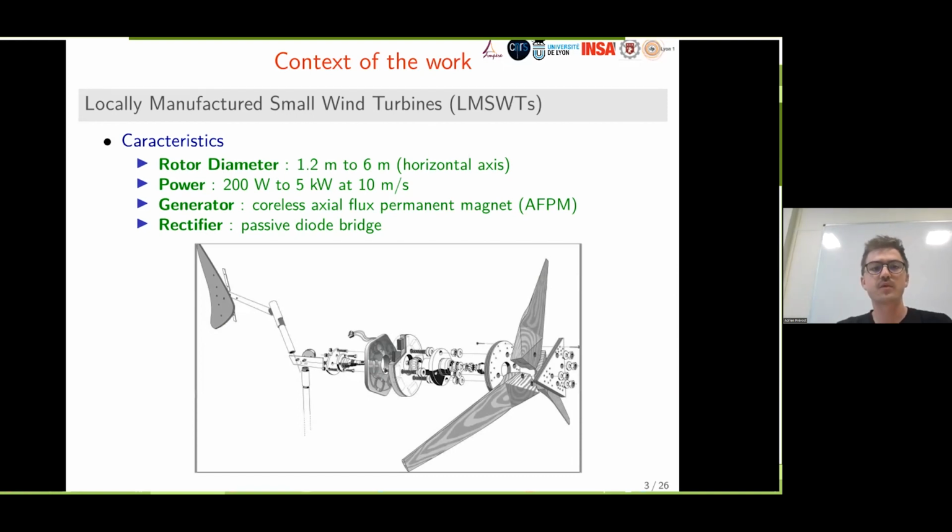It ranges from 200 watts to 5 kilowatts at 10 meters per second, and the rotor diameter is from 1.2 to 6 meters. It is a horizontal axis wind turbine. It uses a coreless axial flux permanent magnet generator, and in all cases they use a passive diode bridge rectifier.